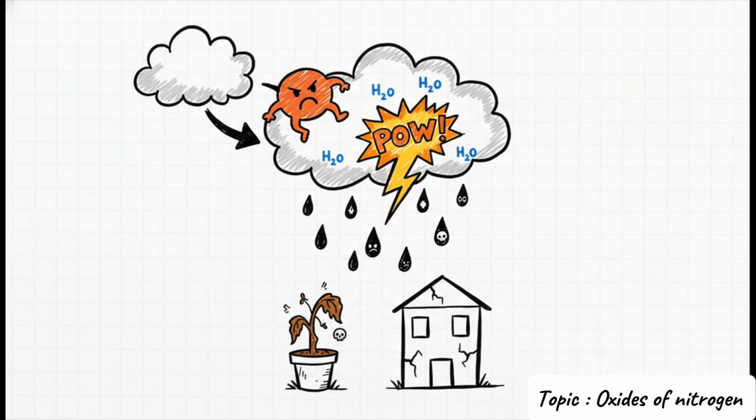Then there's the sneak attack, acid rain. When our acidic villain NO2 reacts with water droplets up in the clouds, it forms nitric acid. This acid then falls back to Earth in the rain, silently eating away at buildings, poisoning the soil, and wrecking forests and lakes. It's a total slow-motion catastrophe.